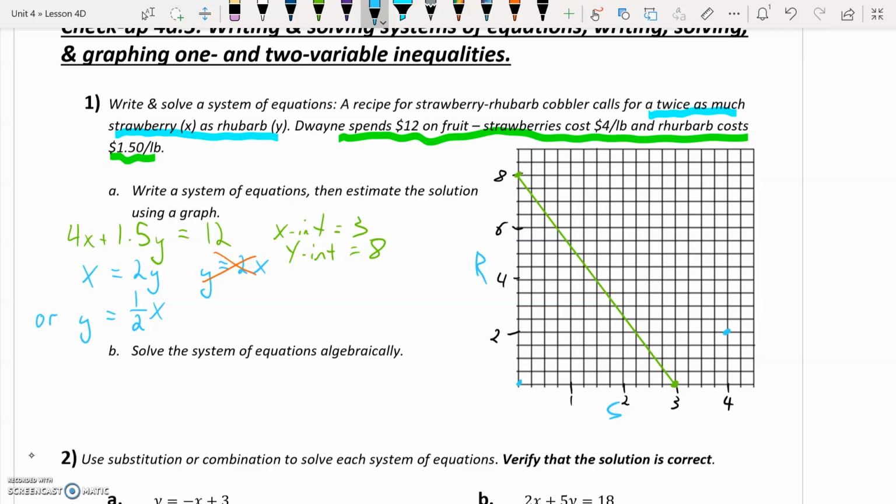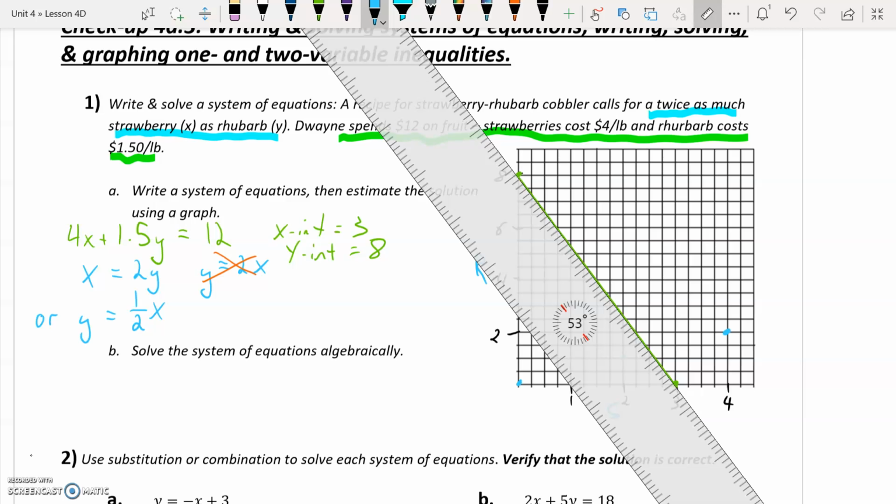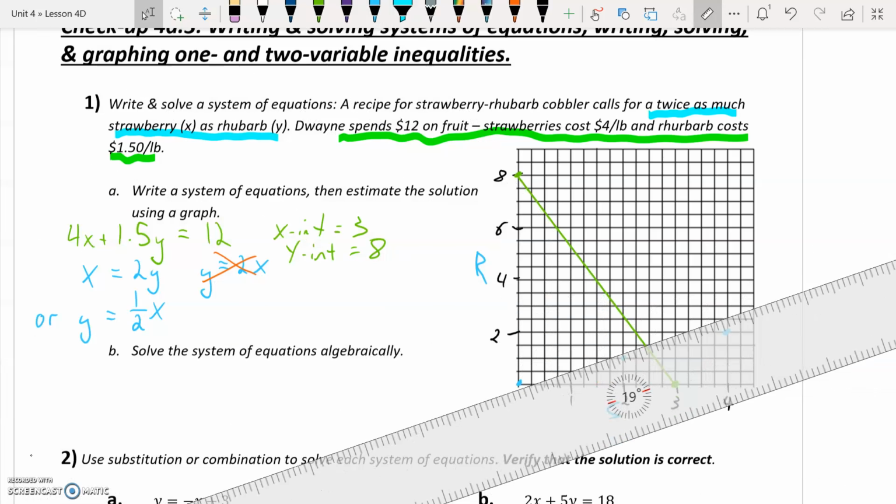If you wanted to do this as a slope-intercept equation, y equals 1/2 x plus 0, then you could just go up 1 pound over 2 pounds. So up 1 over 2 pounds, that would put you here. Go up another 1 pound in rhubarb, go up 2 pounds strawberries. That's that same point that we got for the other one. So you get a line that looks like this.